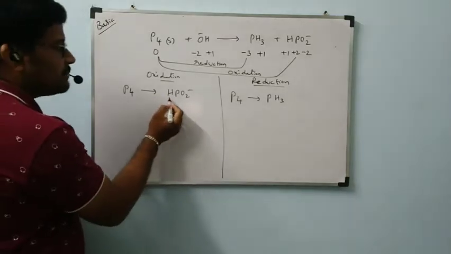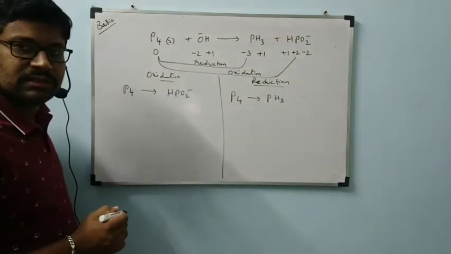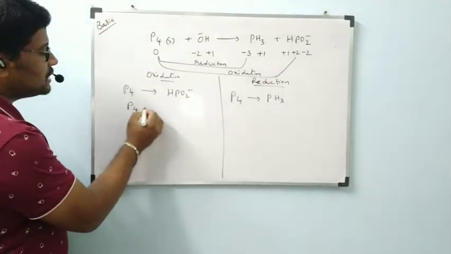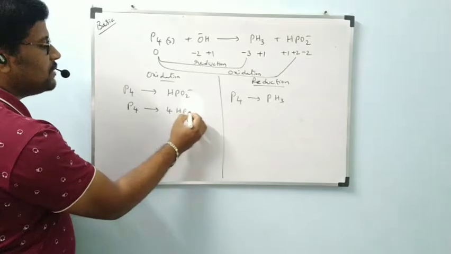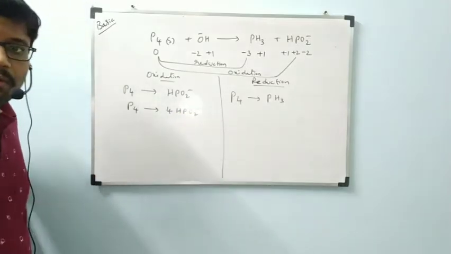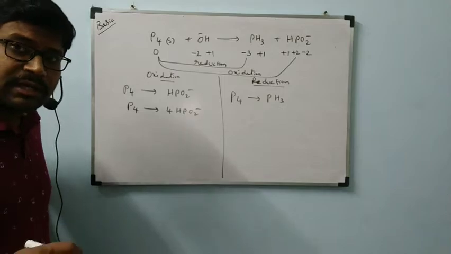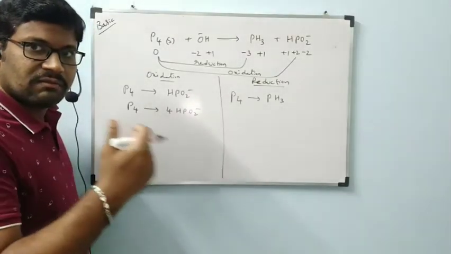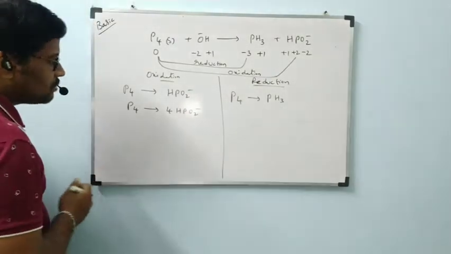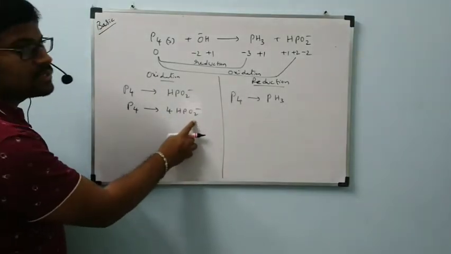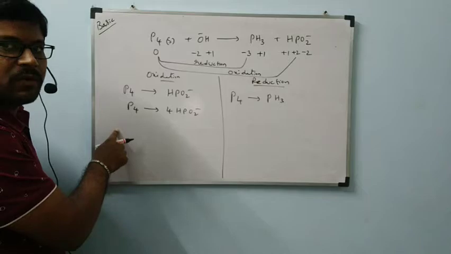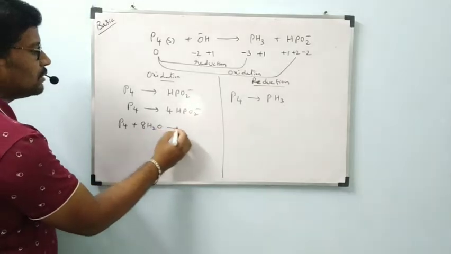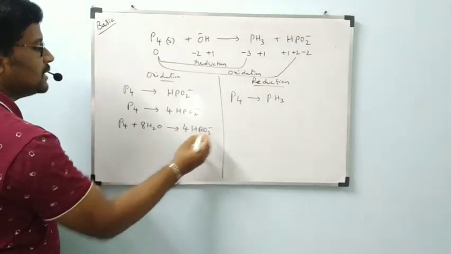Now first, except hydrogen and oxygen, we have to balance phosphorus. How many phosphorus are there? Left side 4, right side 1. Then P4 gives rise to 4HPO2 minus. After writing this, phosphorus is balanced. Next oxygen. First other elements, next oxygen. To balance the oxygen, 4 twos are 8 oxygens on the right, left side 0 oxygens. That many water molecules must be added on the left side. Then P4 plus 8H2O gives rise to 4HPO2 minus.